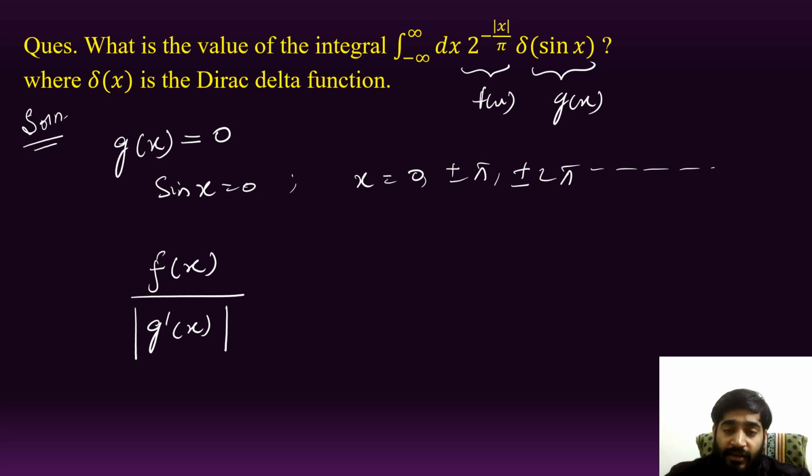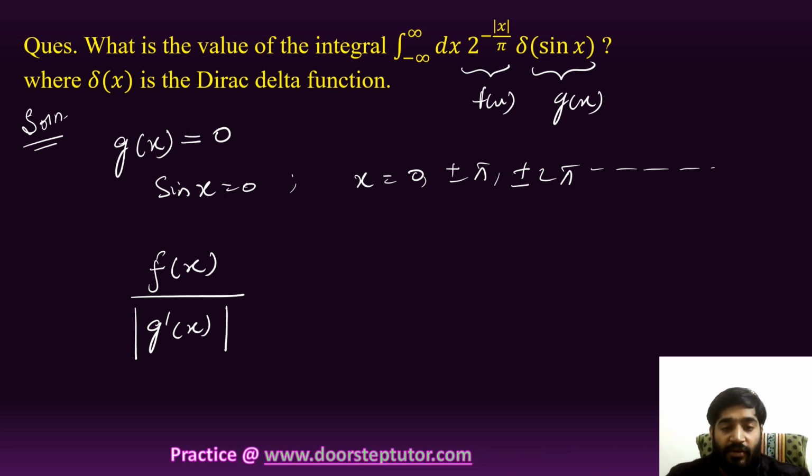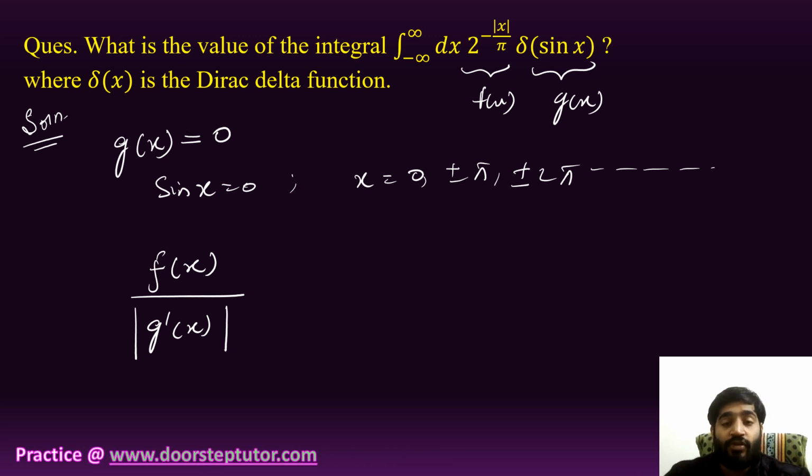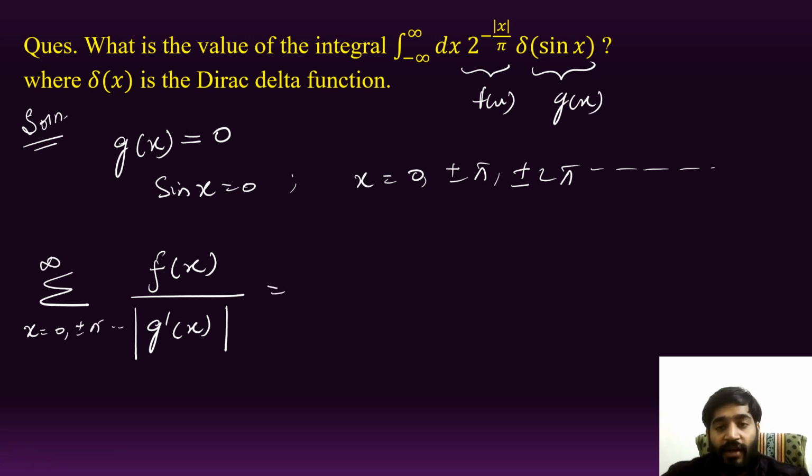Now if it is in the given limit, then what does it mean? It means that the value is not going to be 0, it has some finite value for each and every value of x. So we will consider summation of x equals to 0, plus minus pi, and this goes on up to infinity. Now just put the value of f of x. F of x is your 2 to the power minus x by pi.